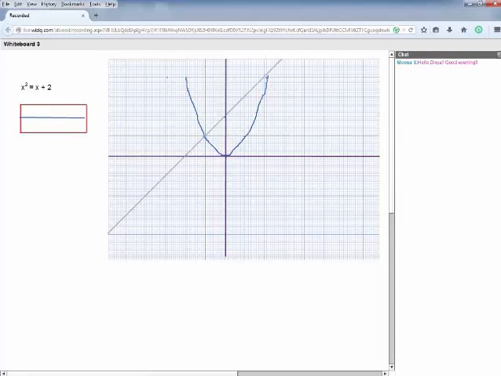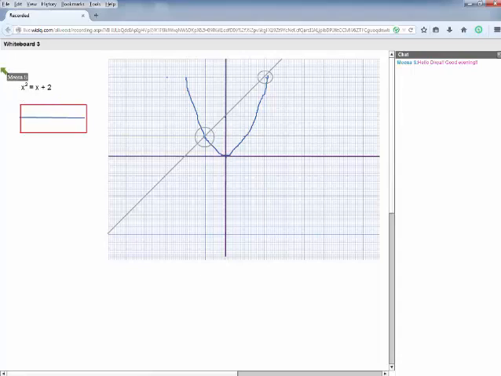Okay. Good. Now where are these two curves intersecting? They intersect at minus 1, 1 and 2, 4. What are the x coordinates of these two points? The x coordinates are minus 1 and 2. So the solution is going to be minus 1 and 2.